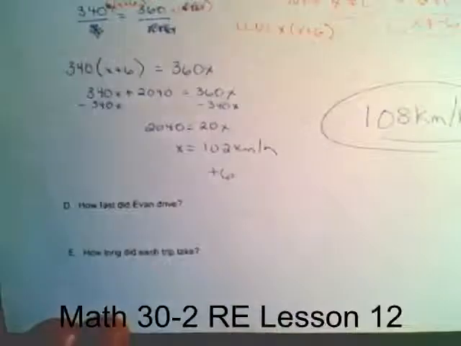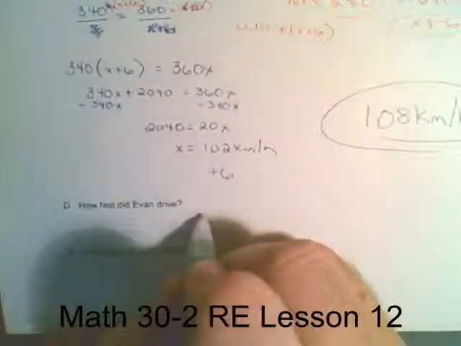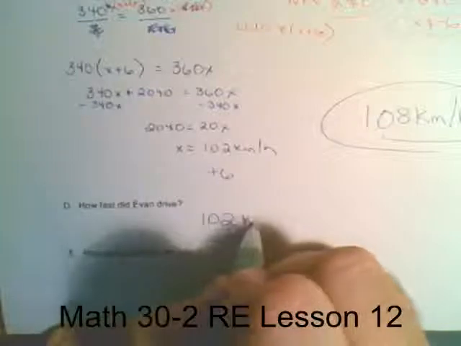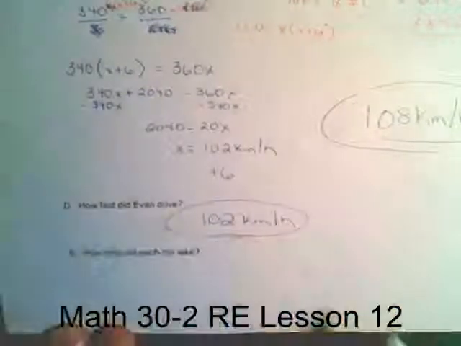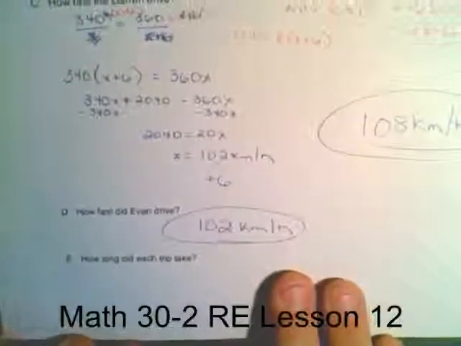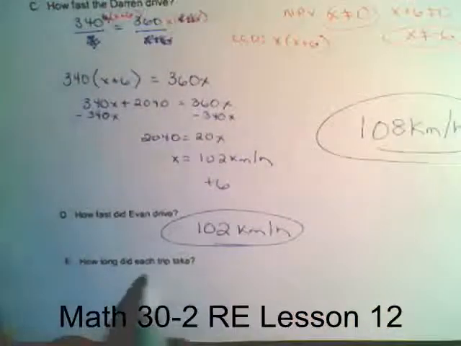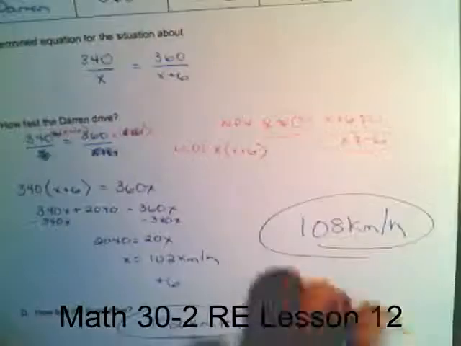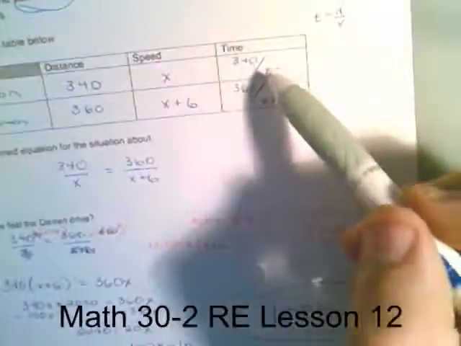So once that's said and done, now I go off and answer the other questions. How fast did Evan drive? Hey, I actually just solved for this. I could have put them in the opposite order, but I didn't deliberately. So this one here, Evan drove 102 kilometers per hour. I figured that out first. Okay? So I'm said and done.